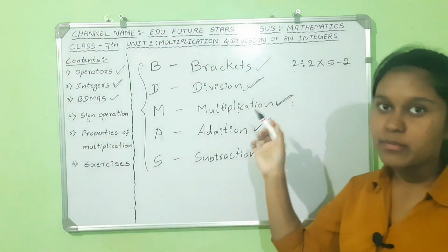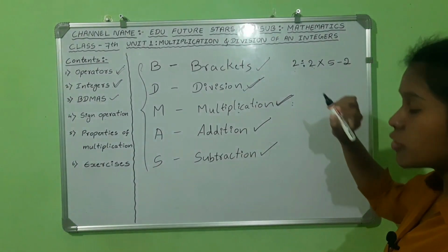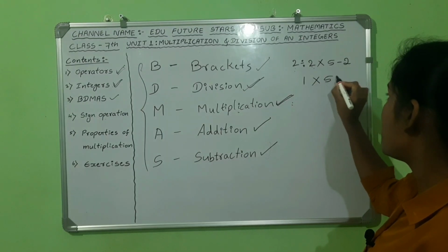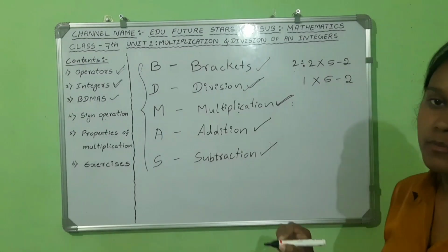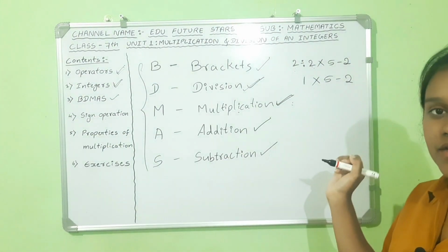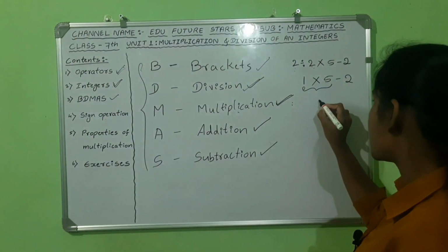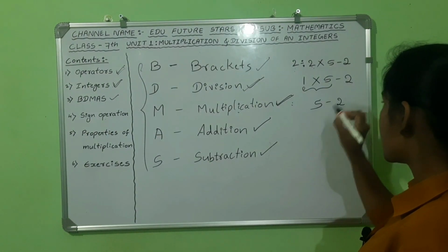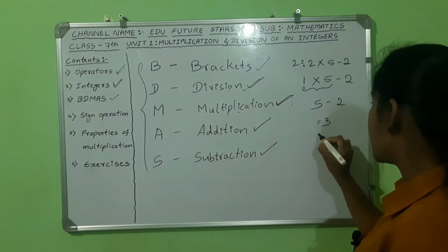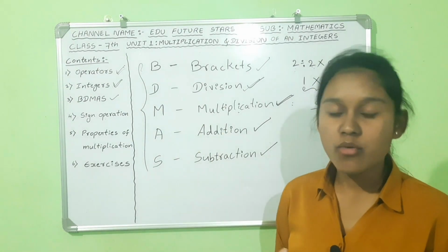Division is in the second priority, so we have to do division first. 2 divided by 2 is 1. Into 5 we have, and minus 2 we have. Now what is the next priority? Minus or multiplication? Multiplication is the next priority, so let's solve these two first. 5 minus 2, which is 3. Okay, hope you understood this BODMAS rule.